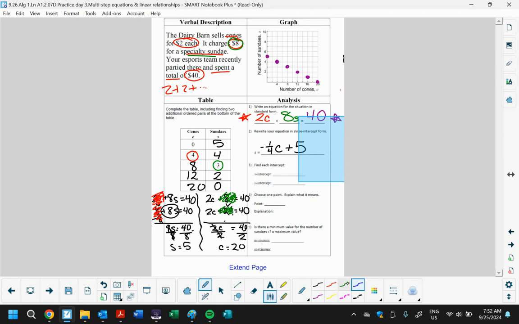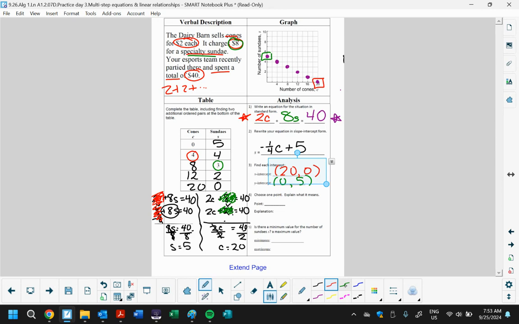Intercepts, ladies and gents. If we had nothing but sundaes, where would that intercept have started? It would have started at 0, 5. What if we had nothing but cones and no sundaes? Well, that of course would be 20 cones and 0 sundaes. Notice what they have in common. They both have a 0 quantity. But for the x-intercept, we know the x, we know the y is nothing. For the y-intercept, the x is 0, and we can find the y.